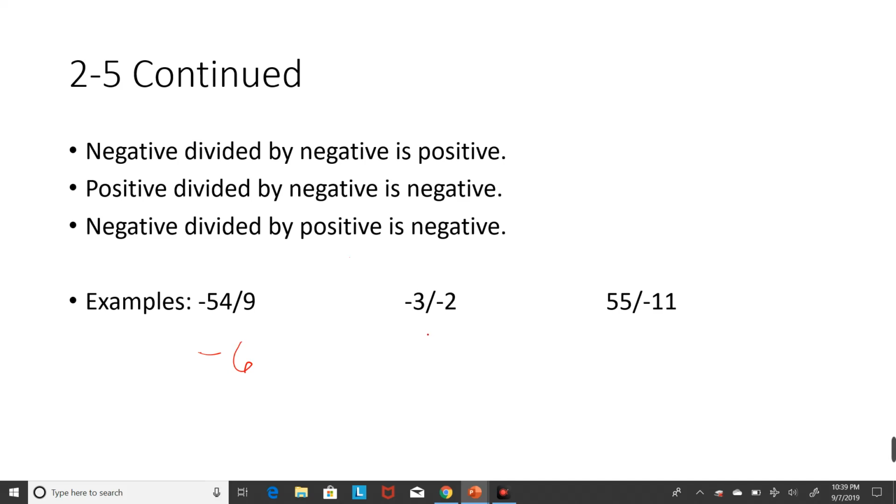Negative 3 divided by negative 2, that comes out to an improper fraction, but to write it simplified, we want it to be positive. So I would write that as positive 3/2. 55 divided by negative 11 would be negative 5. The end. Good job.